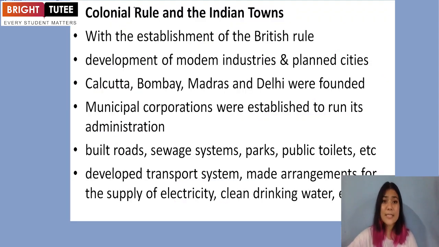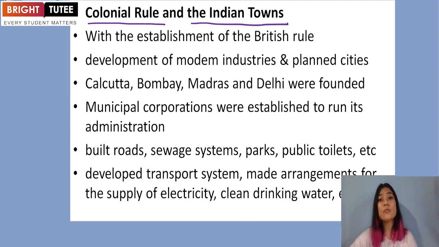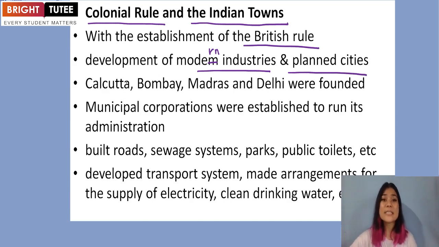Okay. Now, let us look at the colonial rule and the Indian towns. We'll look at the Indian towns during the colonial rule. When the British rule was established in India, the British government began to develop modern industries, and they also began to plan cities. So very soon cities like Calcutta, Bombay, Madras and Delhi were founded by the British government.